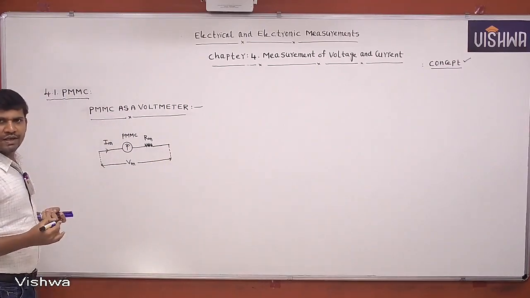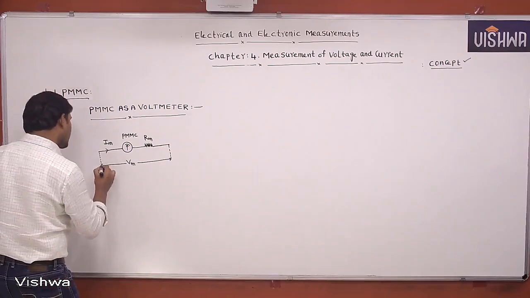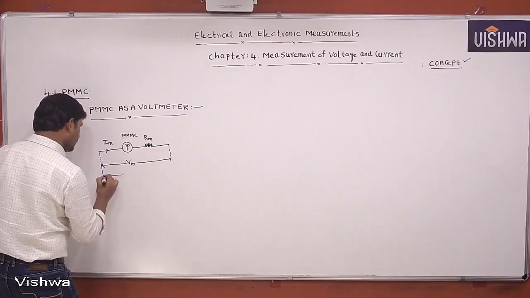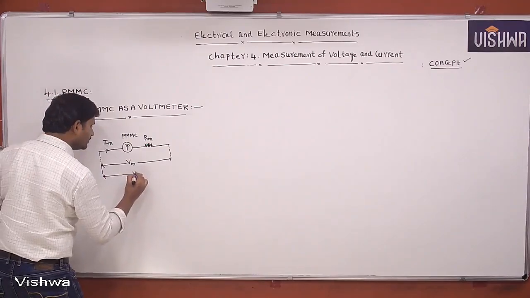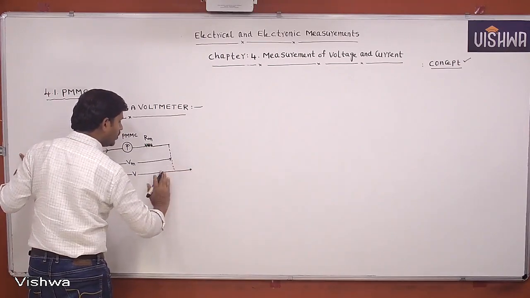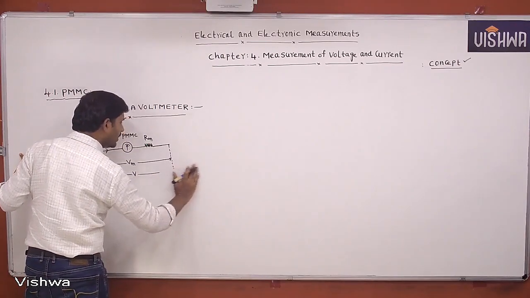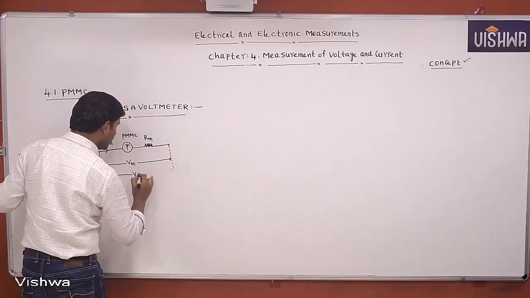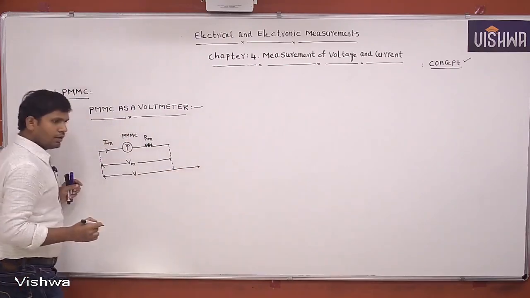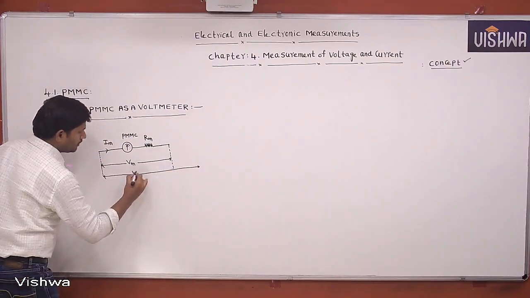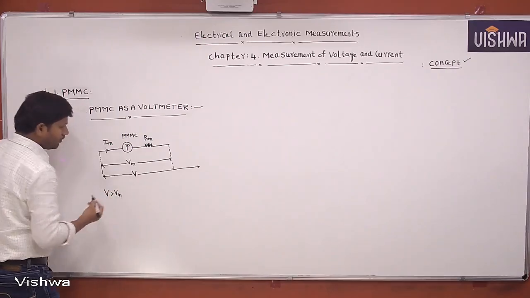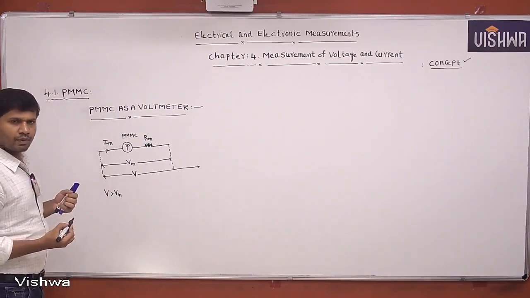Then by using the same meter, we want to extend the range from Vm to V. We want to measure voltage V, but this V is greater than Vm.